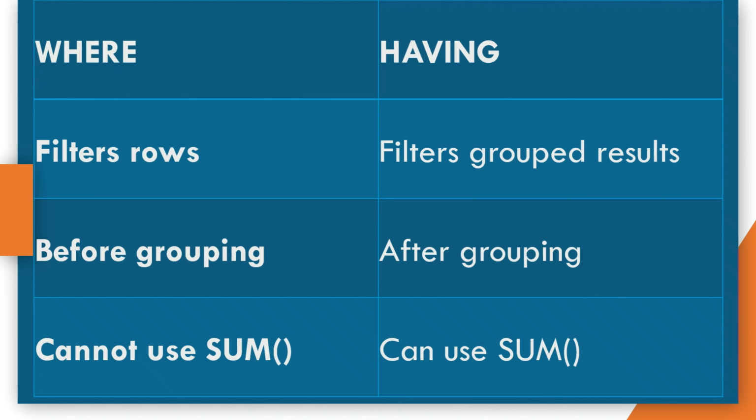In SQL, WHERE and HAVING both filter data, but they operate at different stages of query execution. WHERE filters individual rows before any grouping happens, which means it cannot use aggregate functions like SUM, COUNT, or AVG because aggregation hasn't occurred yet. In contrast, HAVING filters results after the GROUP BY clause has grouped the data, so it works on aggregated results and can use aggregate functions such as SUM. In short, use WHERE to filter raw rows and HAVING to filter aggregated group results.